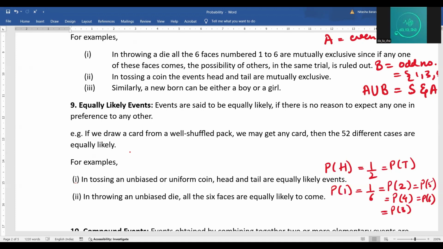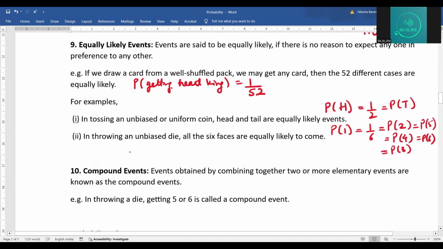Now, here also, if we draw only 1 card from a well shuffled pack of 52 cards, the probability of getting, say, the king of hearts, is 1 upon 52, because there is only 1 king of hearts in the 52 cards. So that's 1 upon 52. So those are equally likely events.